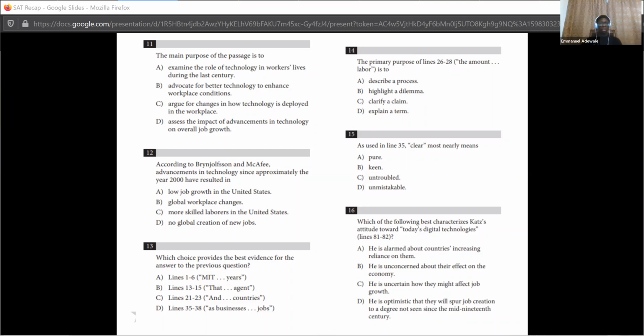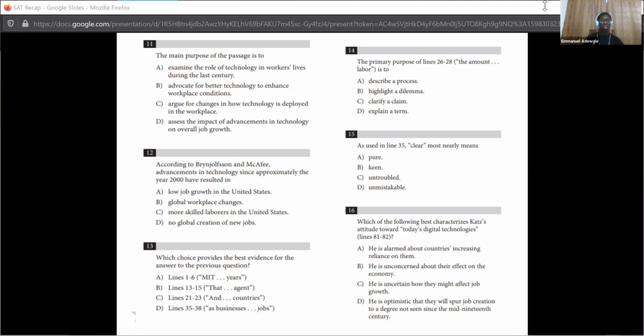Let's start off with number 11. Number 11 asks us about the main purpose of the passage. It reads: the main purpose of the passage is to A, examine the role of technology in workers' lives during the last century; B, advocate for better technology to enhance workplace conditions; C, argue for changes in how technology is deployed in the workplace; and D, assess the impact of advancements in technology on overall job growth.